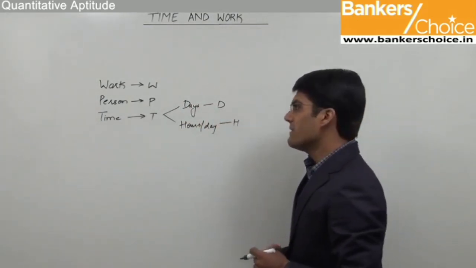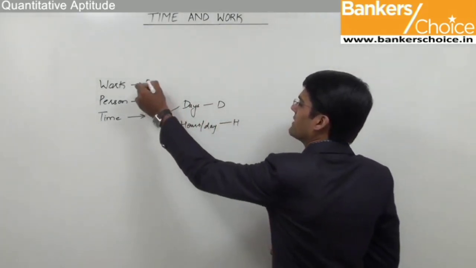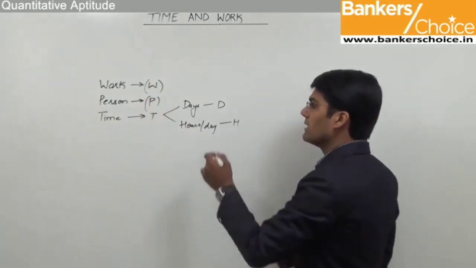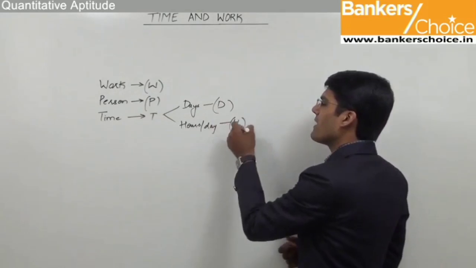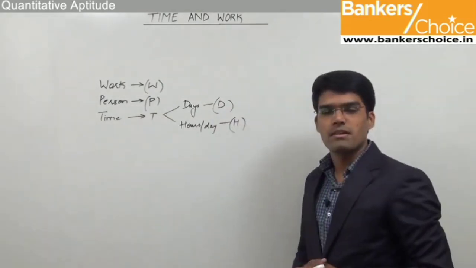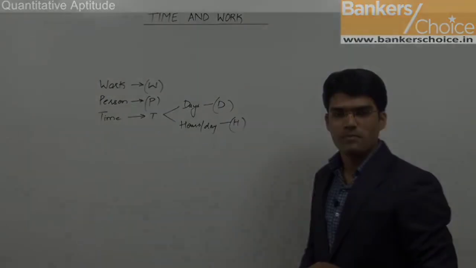So in all, you can see we have the variables: work denoted by W, the number of persons P, number of days D, and number of hours per day H. Both the number of days and number of hours per day are units of time.